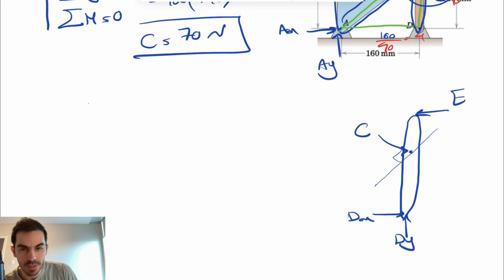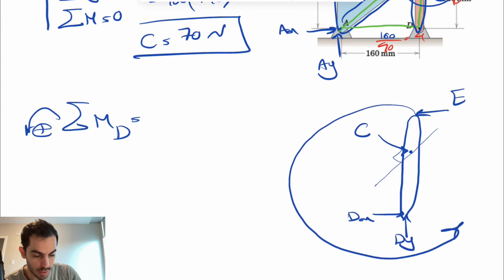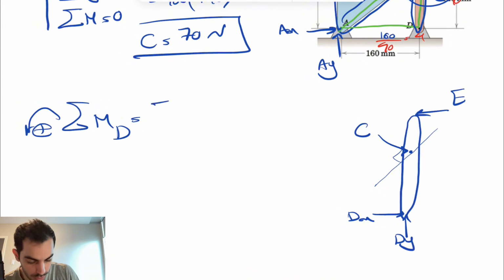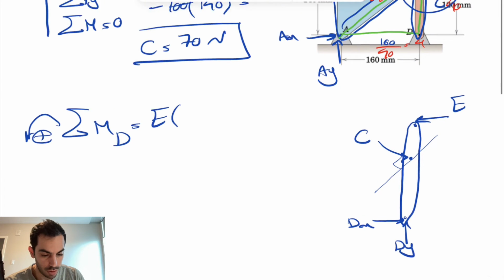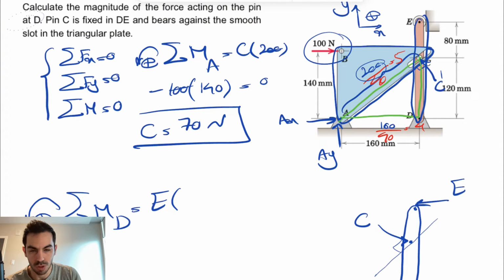So again, the easiest way, since we have the most unknowns at point D, is to start with the moment equation about point D. The moment of E about D is going to be counterclockwise, so positive. And we're going to need the distance from E to D. Let's just get back to the figure. So just going to clean up, we can see it's basically 120 plus 80, which is 200.